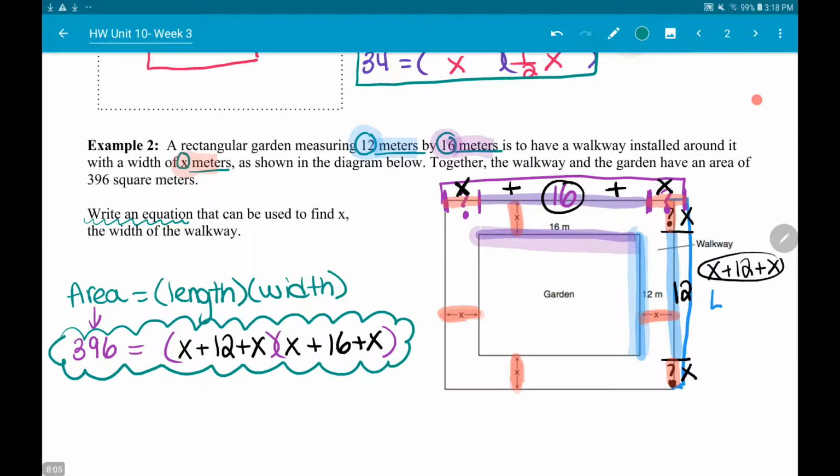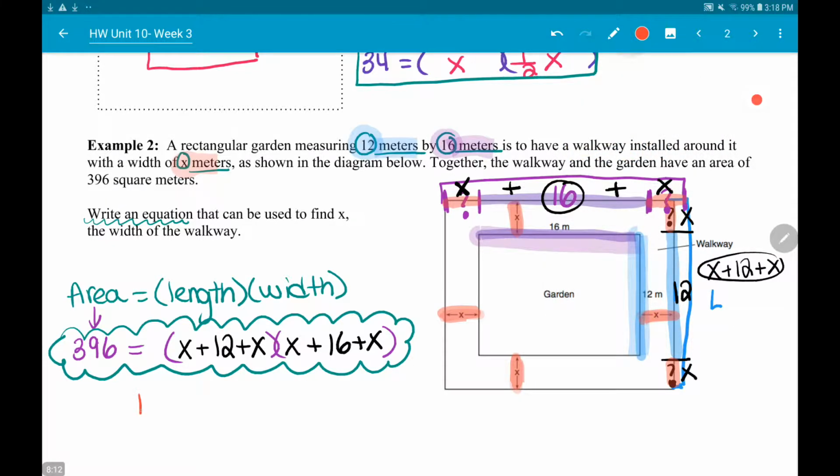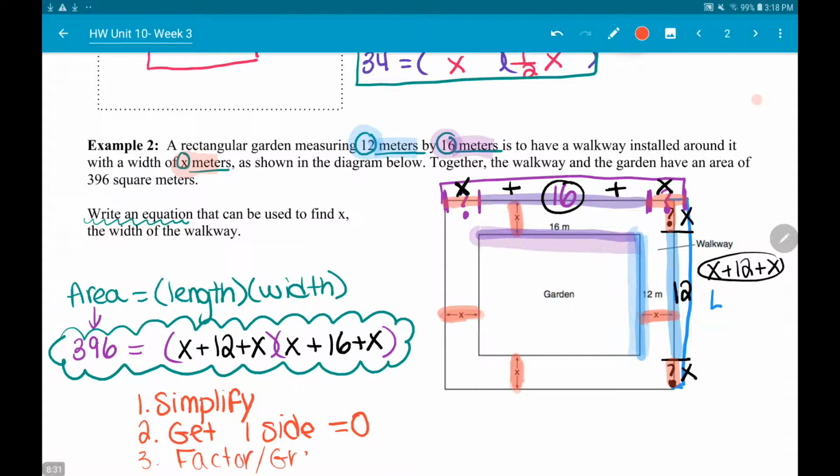We are going to practice solving these in class tomorrow. Just to give you a heads up, how would I solve this? First I would have to simplify. Then I have to get one side always equal to 0. And then I can choose to factor, use a graph, or use the quadratic formula. Totally up to you. Tomorrow in class we're actually going to start by solving them.